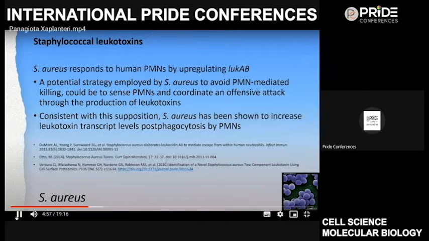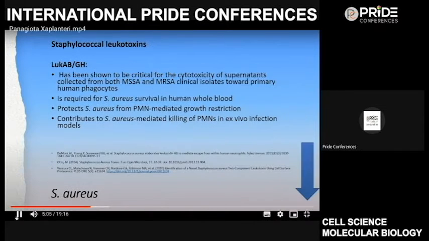Consistent with this supposition, Staphylococcus aureus has been shown to increase leukotoxin transcript levels post-phagocytosis by polymorphonuclears. LukAB has been shown to be critical for the cytotoxicity of supernatants collected from both MSSA and MRSA isolates to primary human phagocytes.